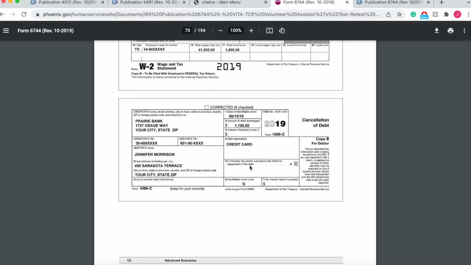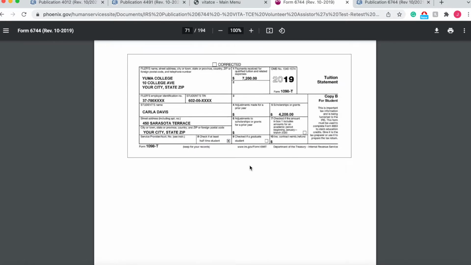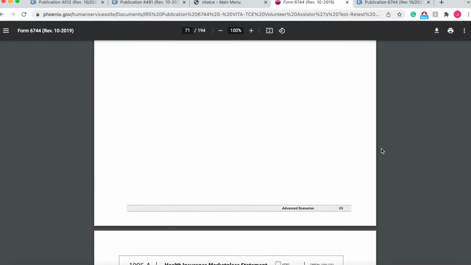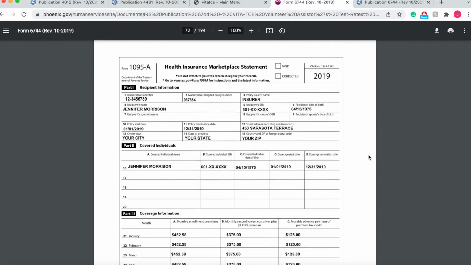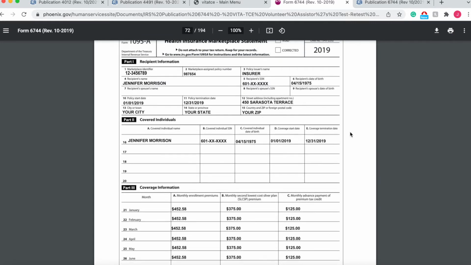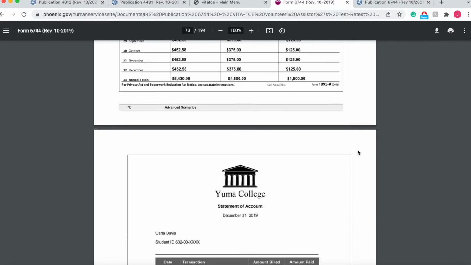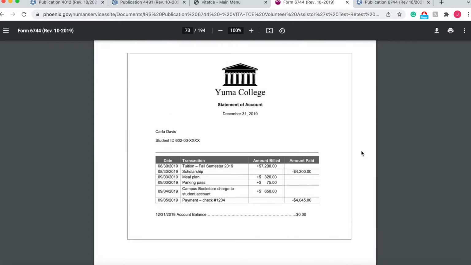So you see here, we have the form for the cancellation of debt as well. And we have the 1098-T here for Carla, her daughter, and then we have the 1095-A here as well from the marketplace. In all of these forms, they may change a little since 2019, but for the most part, they're pretty similar still. And then this here isn't an official IRS form, but it basically shows us the amount of education expenses that Carla paid. But again, as we're going to see, not all of these are going to count.